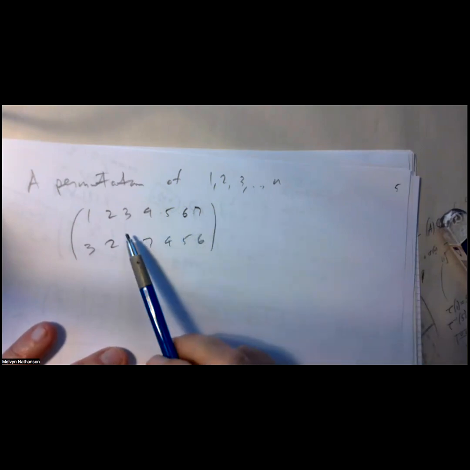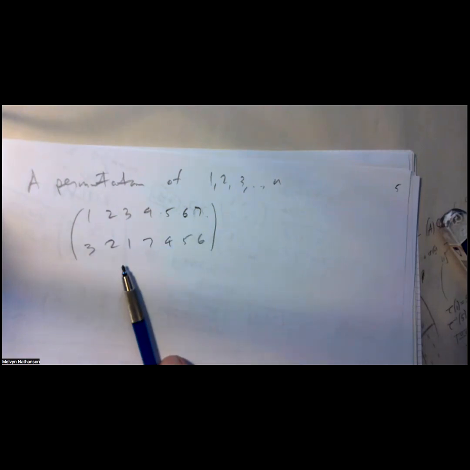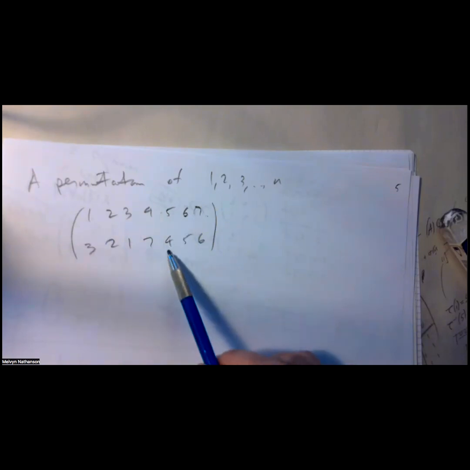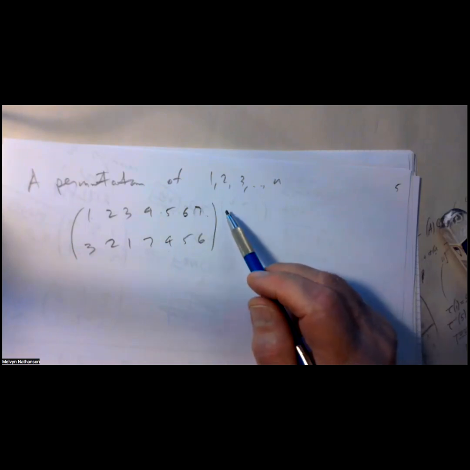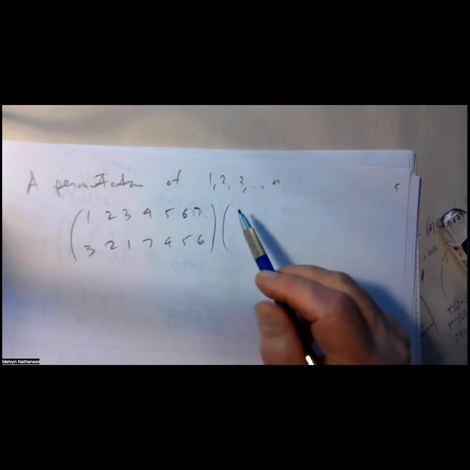So this means you have the numbers 1 through 7. So this is a permutation of 7 objects, 1 through 7, or of the numbers 1 through 7. 1 goes to 3, 5 goes to 4, and so forth. So this is a permutation. And you can multiply permutations so long as they are permutations on the same number of objects.